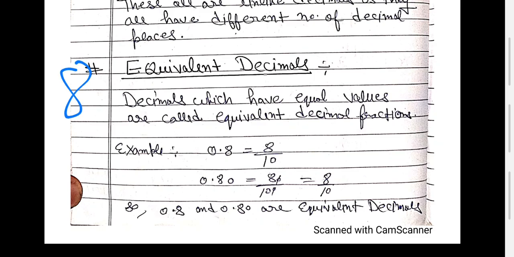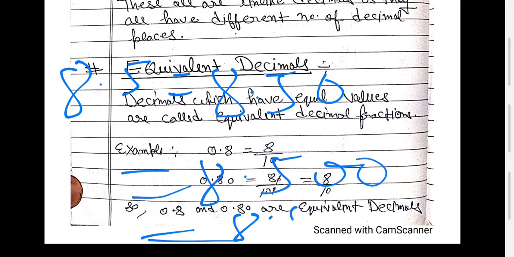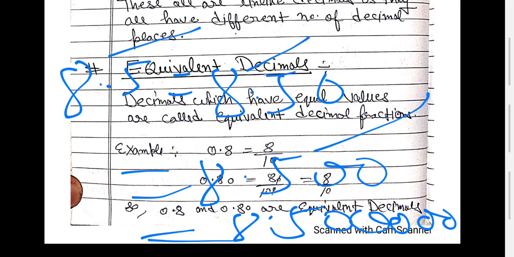Now let's write 8.5, or I can write 8.50, or 8.500, or 8.500000. It means that if you add zeros at the end after the decimal, it will not affect the original decimal. The original decimal will remain the same. So 8.5, 8.50, 8.500, 8.500000, all are the same, because zeros after the decimal are useless.